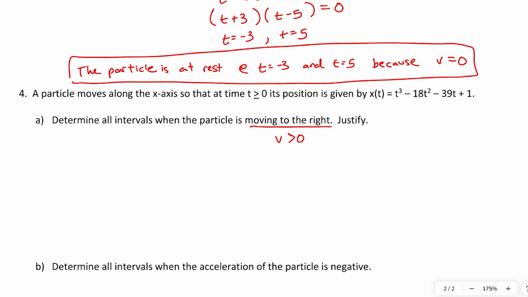So we need to solve this inequality rather than an equality. Let's see how we can do that. So first, let's find the velocity function. It is the derivative of the position function. So that'd be 3t squared minus 36t minus 39. And I'm interested in where this function is positive.